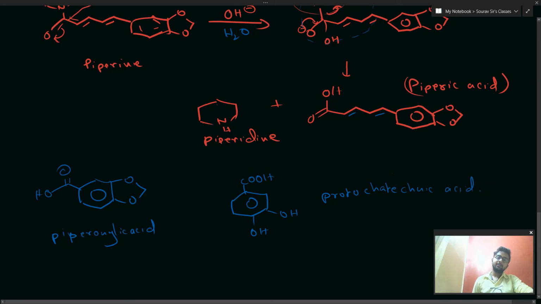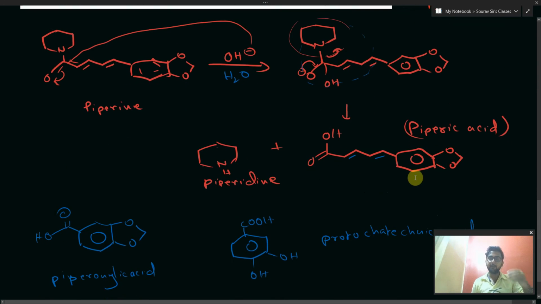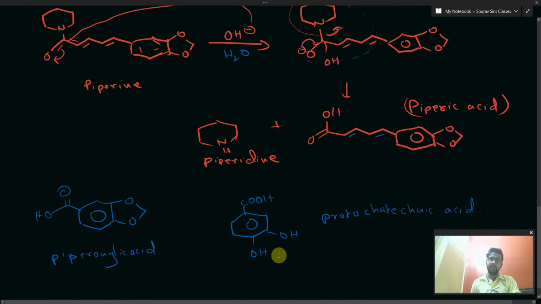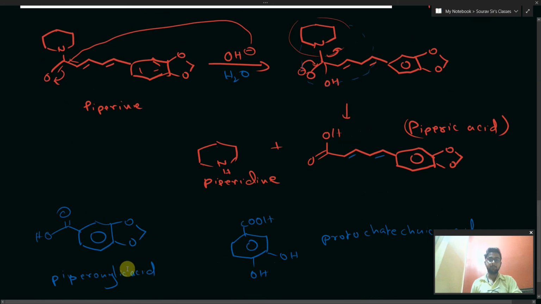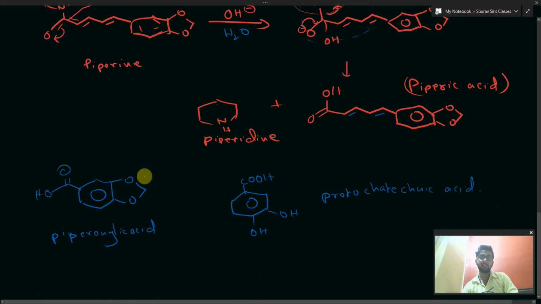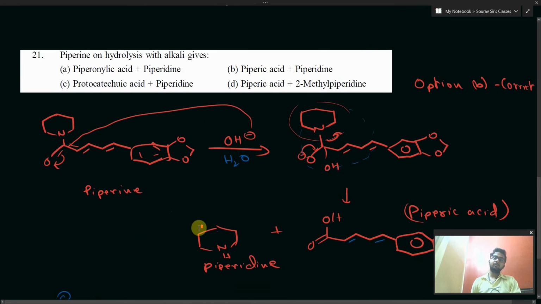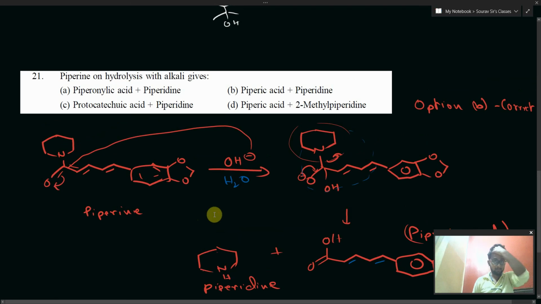This one basically cannot be formed anyhow. It can be formed when piperonylic acid undergoes extreme hydrolysis, so that this CH2 group is removed from the system. Then we will be getting this product as the major product. But we already know that piperonylic acid is not formed here, so we cannot get protocatechuic acid from this reaction. Therefore option C also cannot be formed.